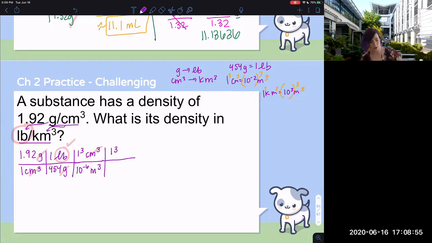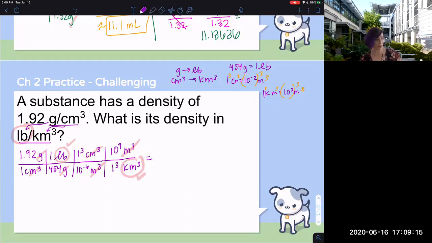I know that 10 to the 9 meters cubed is 1 kilometer cubed. Cancel those meters cubed, and you've got kilometers cubed. Isn't that what I want? Yes. So I'm done.